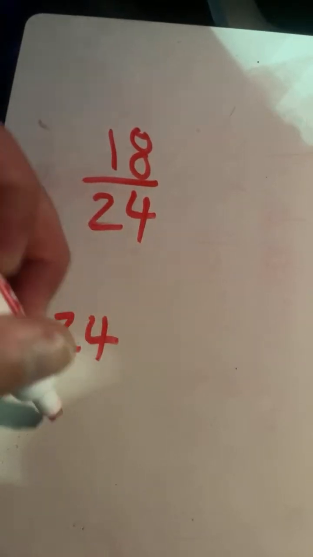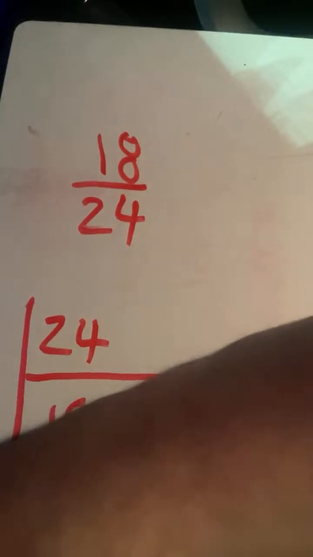All right, 18/24. Need to reduce that to lowest terms. So I'm going to find all of the factors of 24 and 18, and I am going to divide by the greatest common factor.